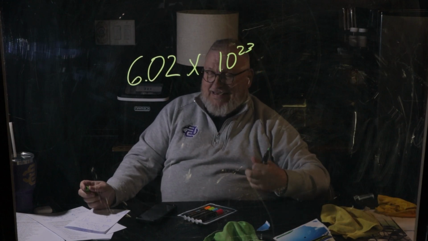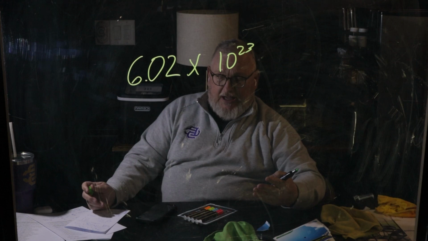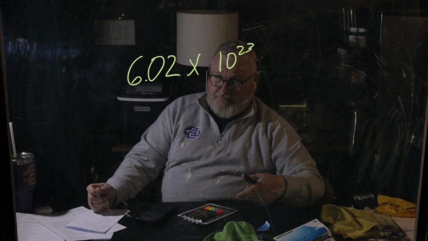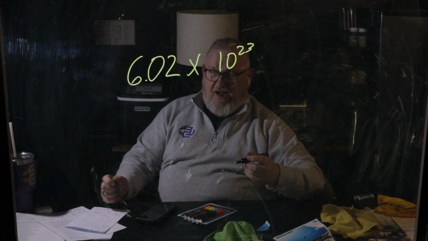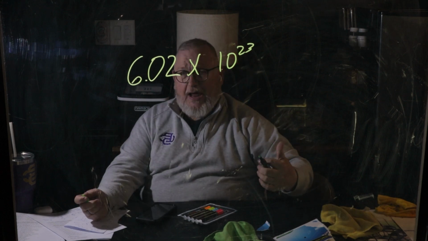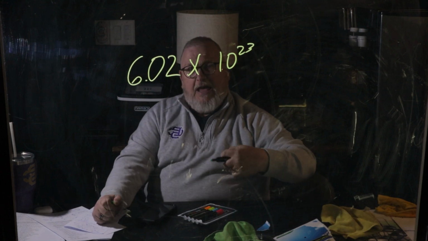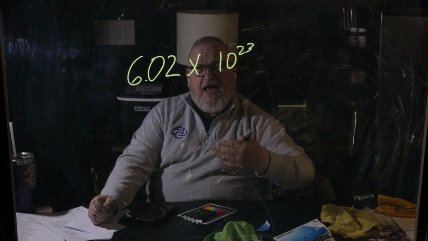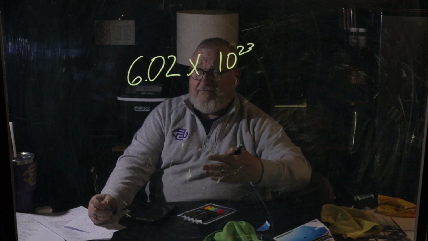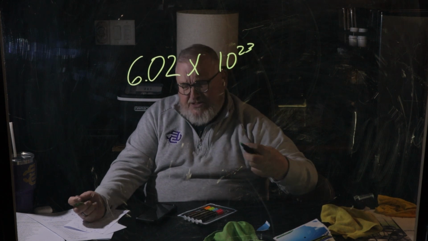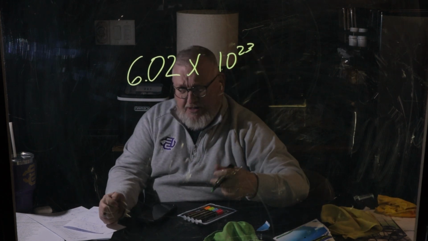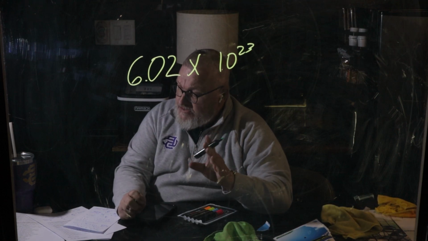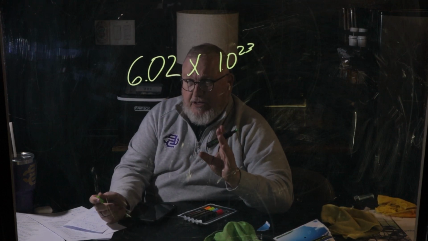It's sort of like a dozen. If I have a dozen eggs, how many eggs do I have? 12. If I have a dozen golf balls, how many do I have? 12. If I have a pair of socks, I have two. If I have a pair of eggs, I have two. So it's just a counting measure, and that's what we use moles for. This is a really big number.